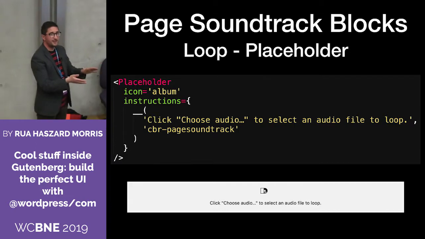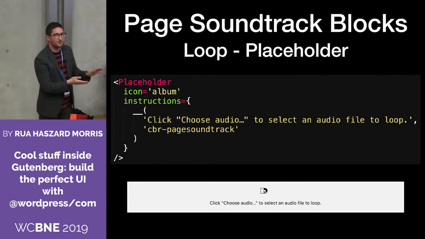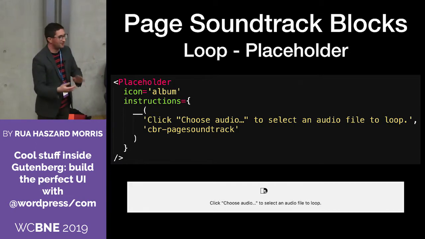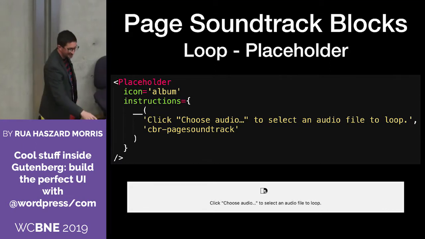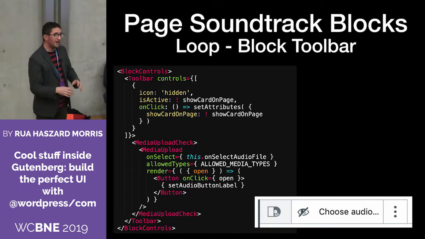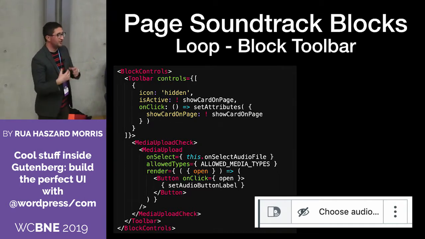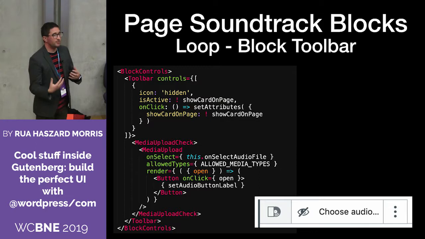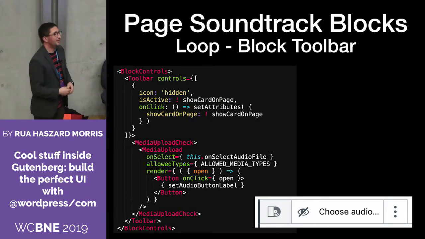Again, all this code's on GitHub. This is all open source, so don't worry about it too much right now. If you are interested, you can have a good look later, or you can contact me, and we can discuss. So there's a toolbar on each block inside Gutenberg, which you've probably seen. And so the way you build up that toolbar is you use components for that as well.